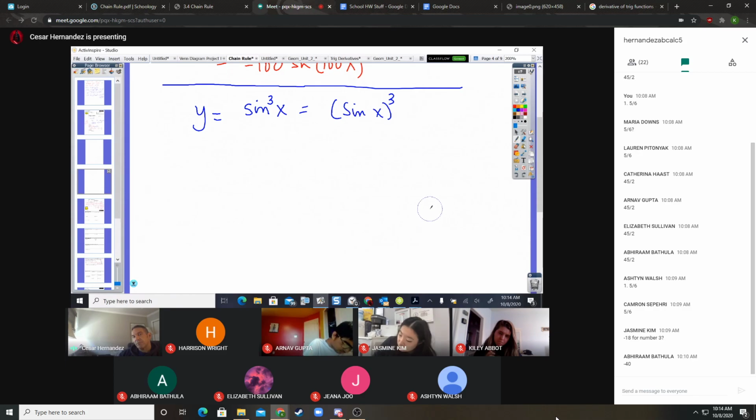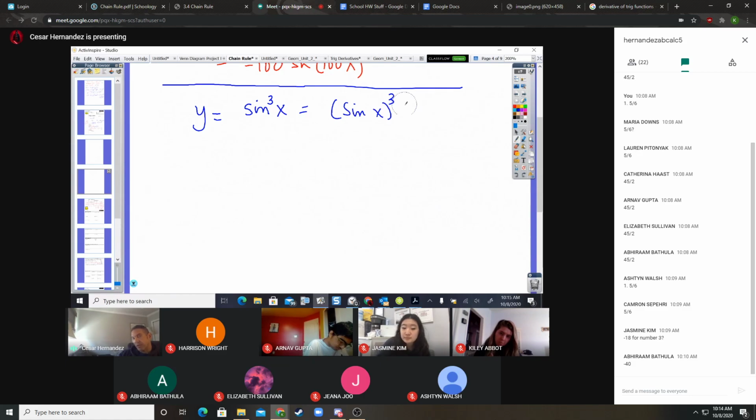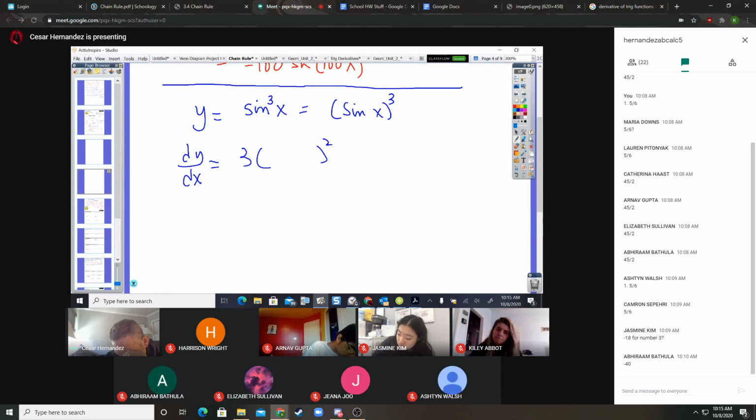The outside function would be what? Dramatic pause. X cubed, yeah, the cubing. So that would be 3 times something squared. So what goes on the inside was what was originally on the inside. And what goes on the outside is the derivative of sine, which is cosine.